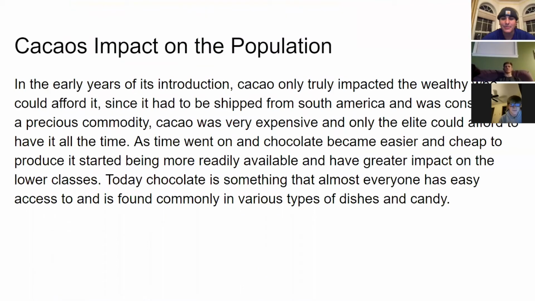Cacao's impact on the population. In the early years of its introduction, cacao only truly impacted the wealthy who could afford it. Since it had to be shipped from South America, it was considered a precious commodity. Cacao was very expensive, and only the elite could afford to have it all the time. As time went on, chocolate became easier and cheaper to produce and started being more readily available and have a greater impact on the lower classes. Today, chocolate is something that almost everyone has easy access to and is found commonly in various types of dishes and candy.